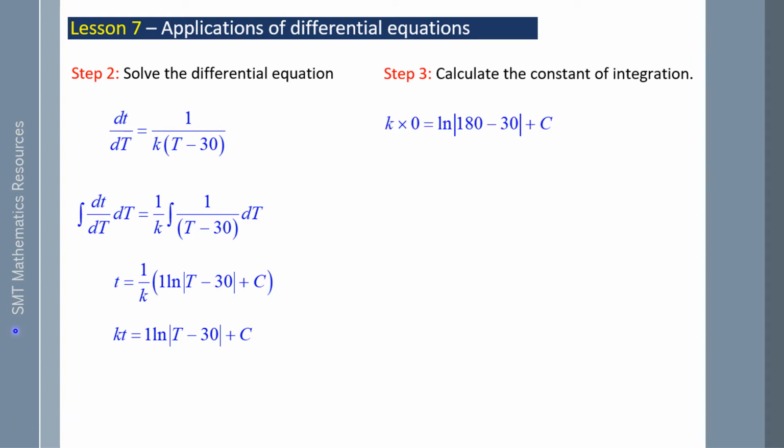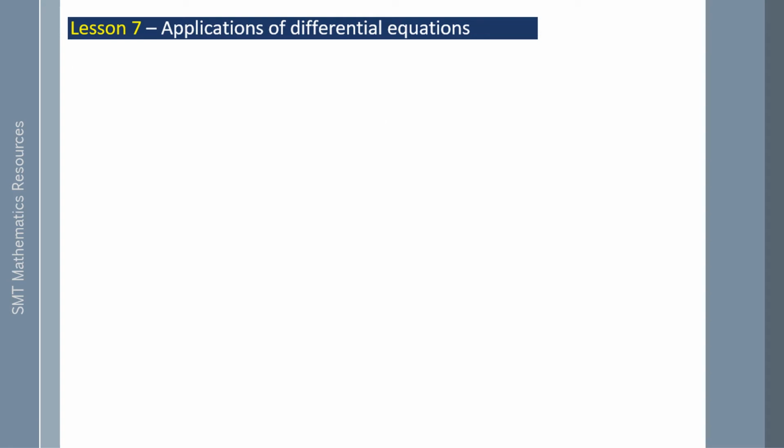And to calculate the constant of integration, we're then going to sub in our initial conditions, which was that at 0, our temperature was 180 degrees. So therefore, 0 equals the natural log of 150 plus C. If we subtract the natural log of 150 from both sides, that's our C value.